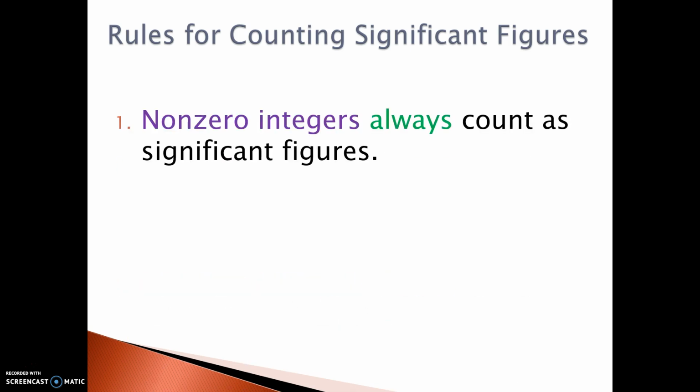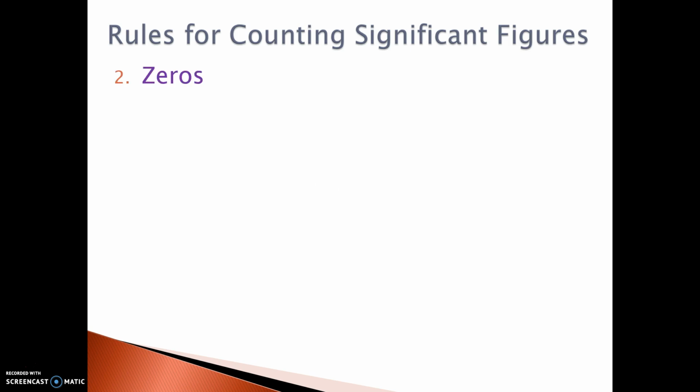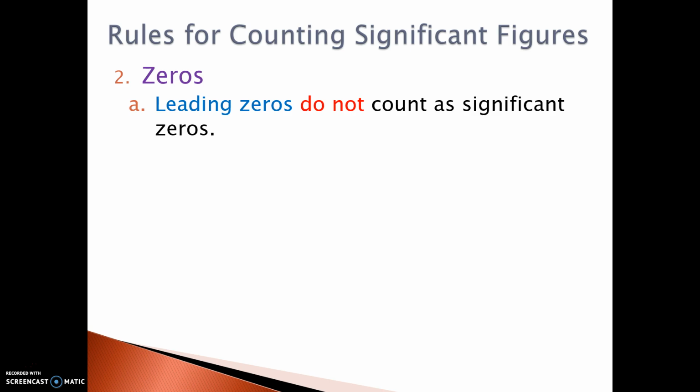Any non-zero number always counts as a significant figure of measurement. For example, the measurement 34.56 has 4 significant figures. Where it gets a little bit tricky is with zeros. There are 3 different types of zeros. A leading zero, which would be at the front of a number, is not a significant figure.